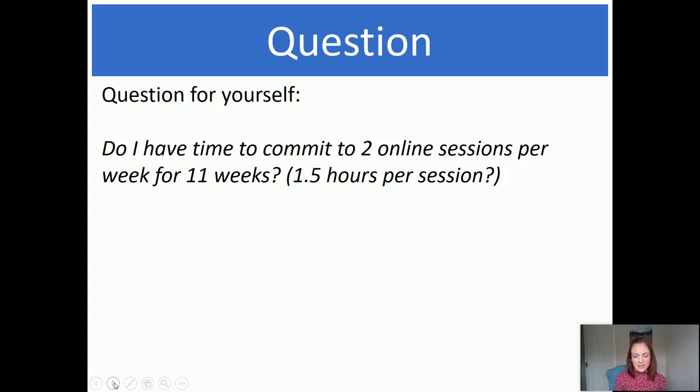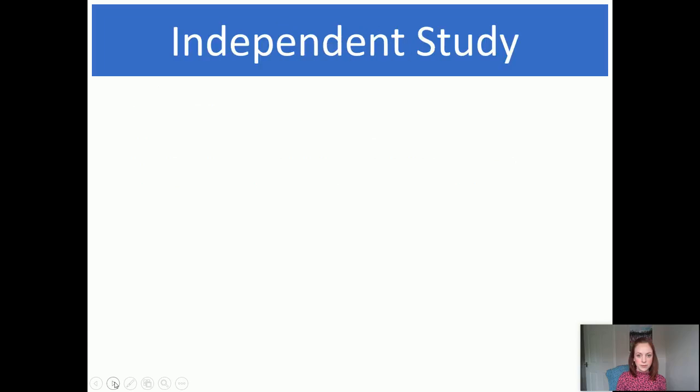So the question for you to think about is, do you have time to commit to 2 online sessions per week for 11 weeks? And that's 1.5 hours for each session. If you're not available in the evening time, then unfortunately the RefugEAP programme isn't for you at the moment. But if you are, then that's great. So hopefully you'll be able to fit the times that we have available.